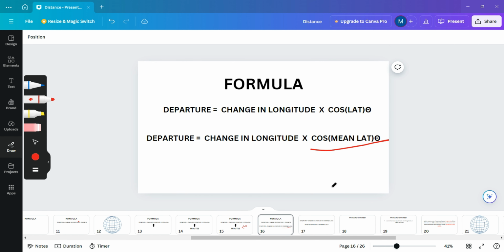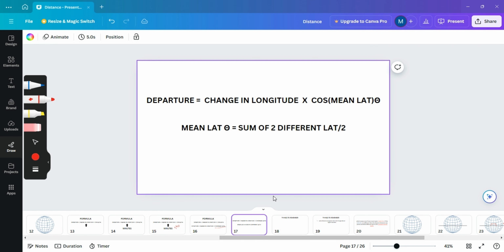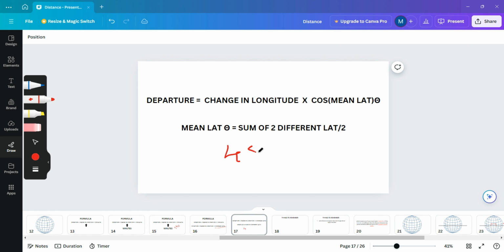Also, if latitudes are different, then this is how you figure it out. You take the mean of both the latitudes. Now you'll wonder, how do you take the mean? So this is how the mean is. It is the sum of two different latitudes divided by 2. So for example, my first latitude is 45 and my second is 49. So we'll add these, it will come out to be 94. Yeah, 94. And divided by 2, that is 47. That would be my mean latitude.